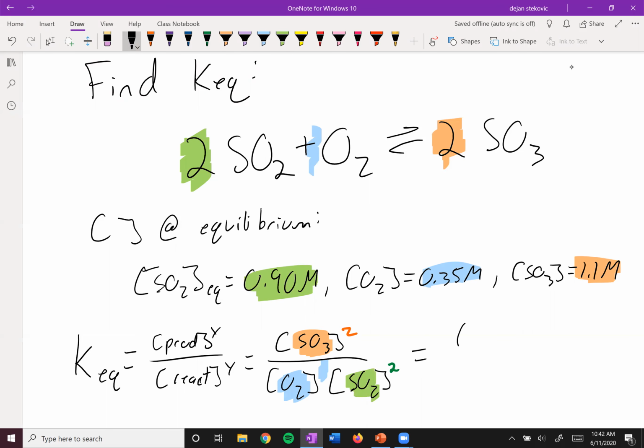So plug those in. 1.1 squared over 0.35 times 0.90 squared. Plug through, do the math, and you should get a value of 4.3. Remember that K is unitless, and so it gets no units.